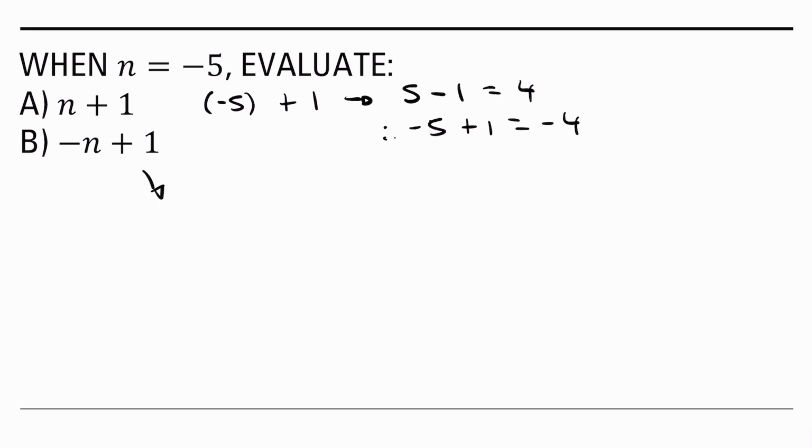Now for b, here we have -n. So we have the negative or the opposite symbol out the front. We have the -5 there. The opposite of -5 is +5, plus 1, and that becomes a simple addition, which will be 6.